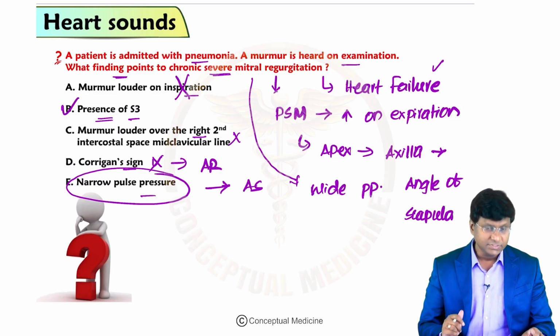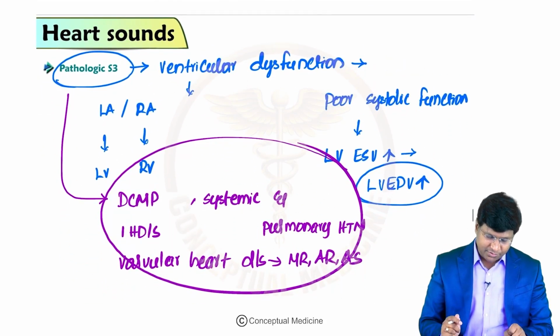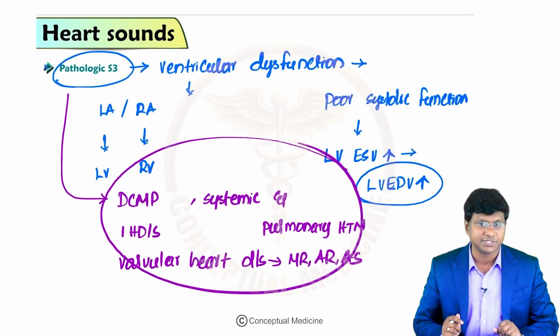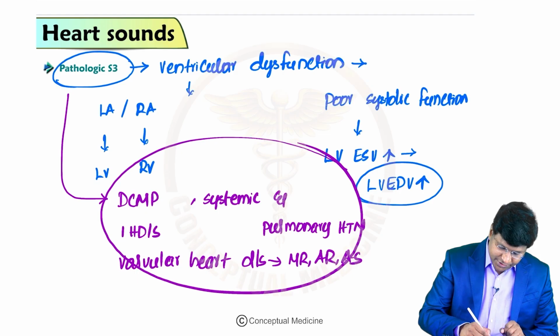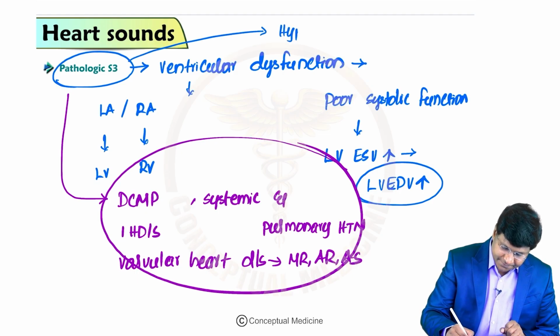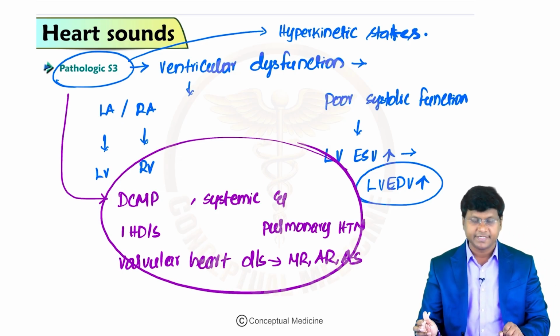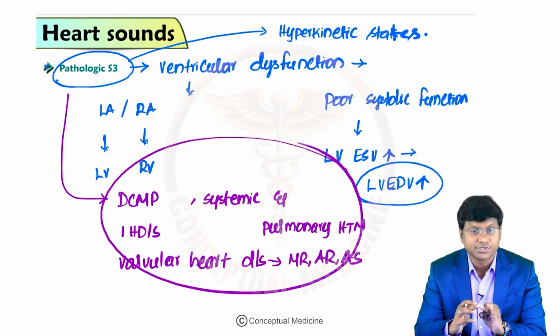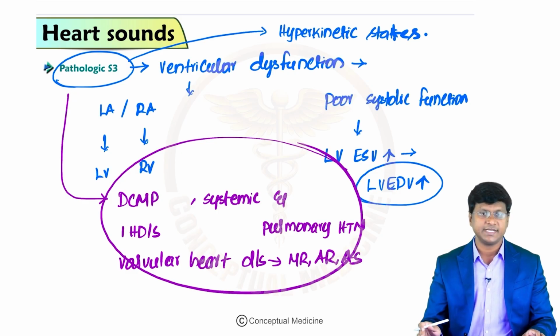So that is about the clinical question related to the S3. Now, let me tell you, this S3 is not present only in clinical scenarios of ventricular dysfunction. It is also present in the hyperkinetic states. So what are the hyperkinetic states? They include anemia, thyrotoxicosis, beriberi, AV fistula, pregnancy, fever. All these are hyperkinetic states. In all the hyperkinetic states, you have the presence of the pathological S3.